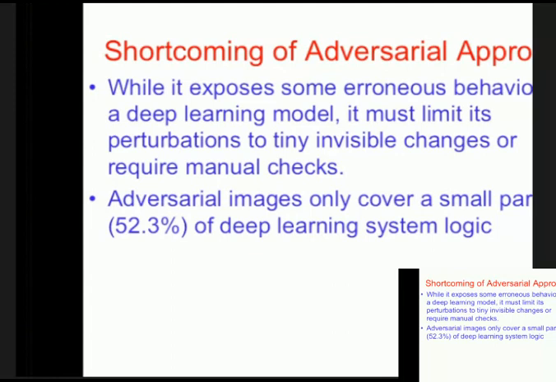Now there are papers talking about the adversarial approach other than those famous ones. This is from the point of view of auto testing. Now the car manufacturers are interested in, give me those corner cases, so that we don't steer right when it becomes a little darker. It says the adversarial approach, while it exposes some erroneous behaviors of a deep learning model, must limit its perturbations to tiny invisible changes or require manual checks. And they say adversarial images only cover a small part, 52%, of deep learning system logic.